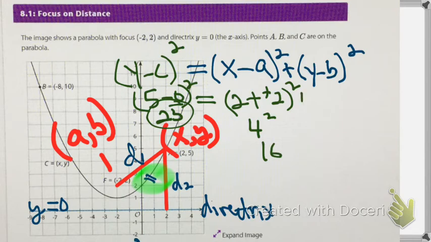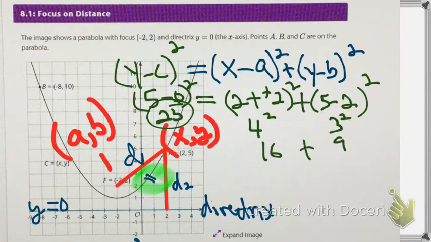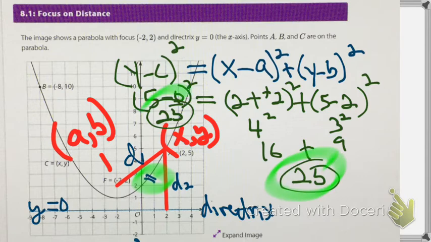And then we're going to add that to our y minus b here. Well, y is on the graph, that's 5. Our b is the y-coordinate of the focus point, that's 2. 5 minus 2 is 3. 3 squared is 9. And guess what? 16 plus 9 is not a magic number. It's 25. What that does is that tells us that the distances are equal, and that proves that it's on the parabola if those distances are equal.